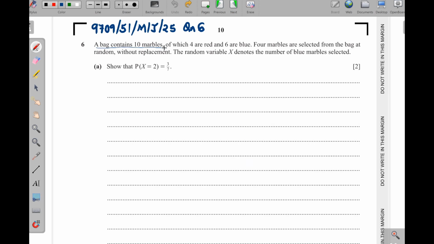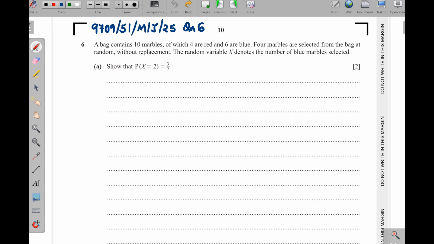Question 6. A bag contains 10 marbles, of which 4 are red and 6 are blue. 4 marbles are selected from the bag at random without replacement. The random variable X denotes the number of blue marbles selected. Part A, show that the probability of X equal to 2 is 3 out of 7.